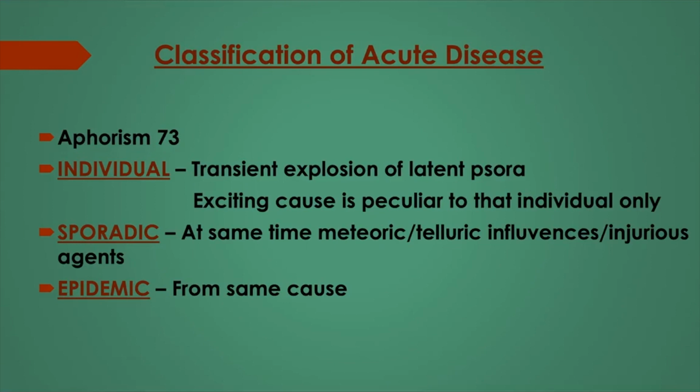Classification of acute disease, in aphorism 73. Acute diseases are classified into individual disease, sporadic disease, and epidemic disease. Individual disease is a transient explosion of latent psora. Exciting cause is peculiar to that individual only. Second one, sporadic disease, at the same time, meteoric or telluric influences or injurious agent. In epidemic disease, from the same cause.